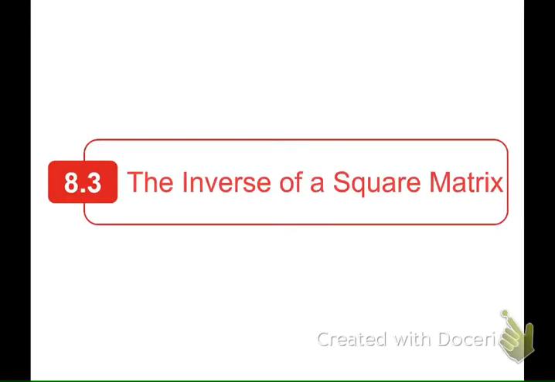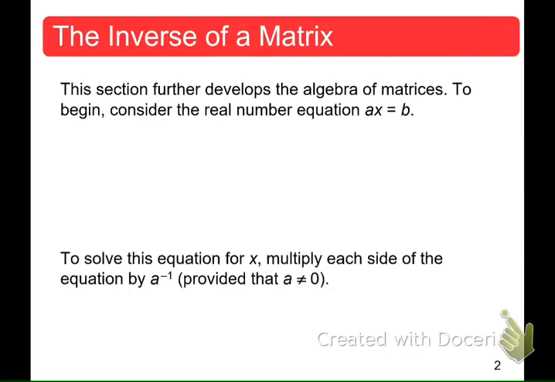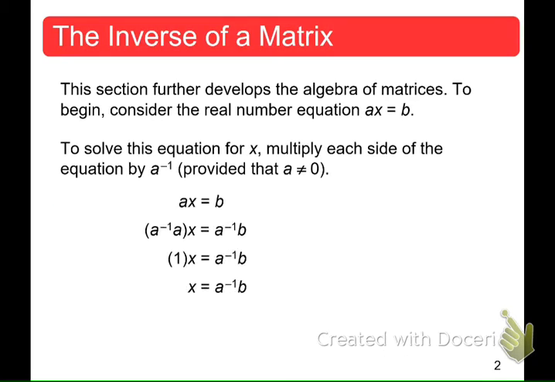Okay, so in this section 8.3, we're going to look at the inverse of a square matrix. Let's recall that if I just have real numbers and I want to solve for x, we think about dividing by a, but really what we're doing when we're dividing by a is multiplying by what we call the multiplicative inverse of a. That's a to the negative 1, which of course is 1 over a. And then I get this solution for my x.